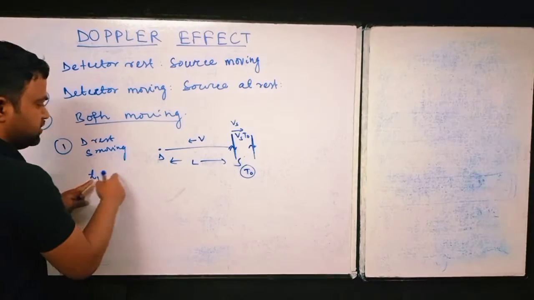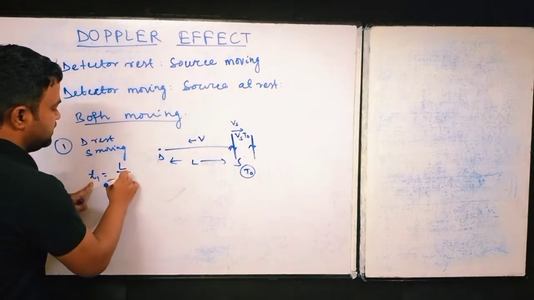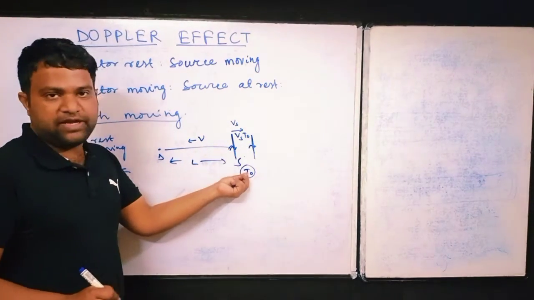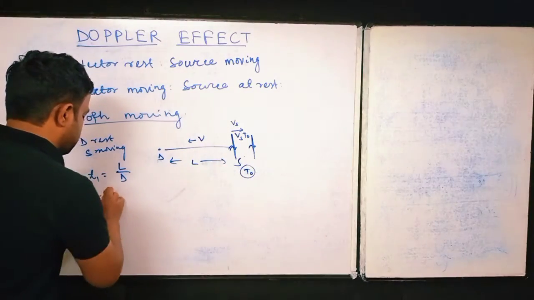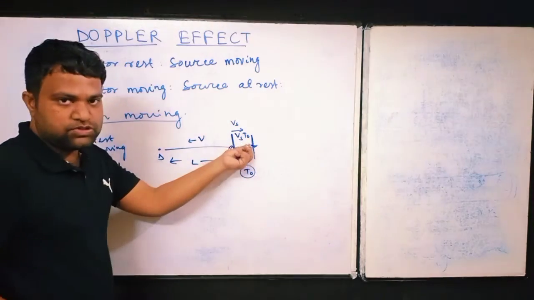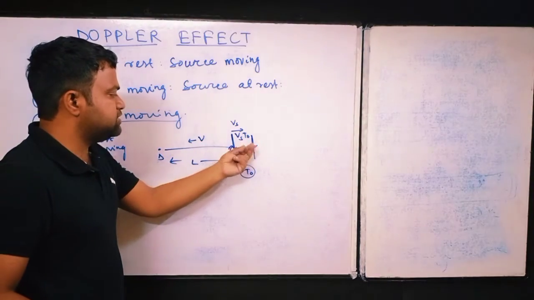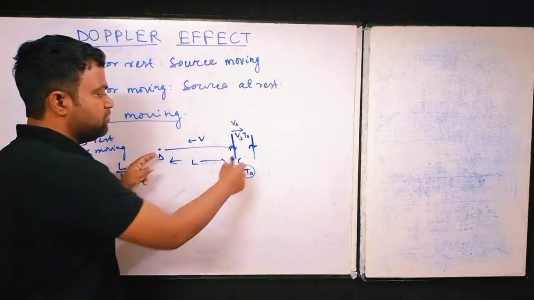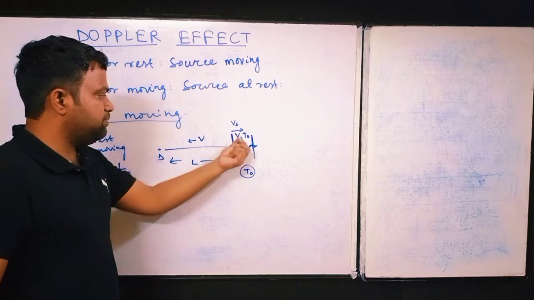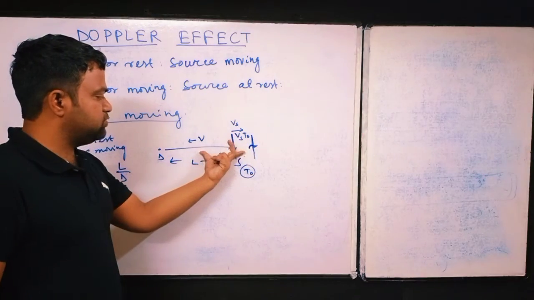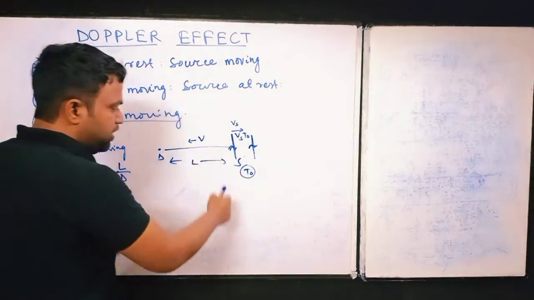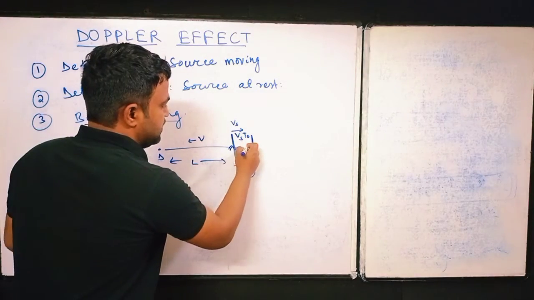So the first pulse will take time t1, and it will be L by V. The second pulse the detector will receive after the time period t0, because after time t0 the source will produce the pulse. So how much distance will this pulse travel? It will travel some extra distance. So the total distance it will travel is L plus Vs t0, with a speed V.